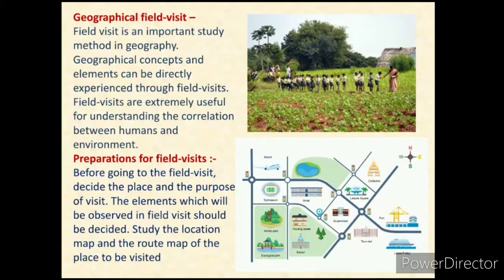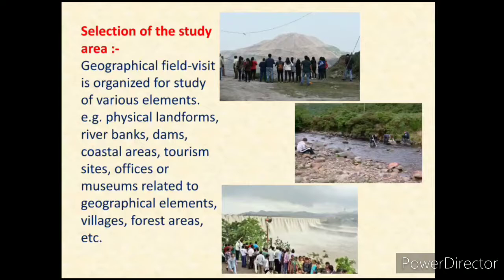For a field visit, students should carry a notebook, specimen questionnaire, pen, pencil, scale, tape, compass, a bag for collecting samples, maps, camera, etc. Okay. Now, next, selection of the study area. So, how we should select the area for field visit?